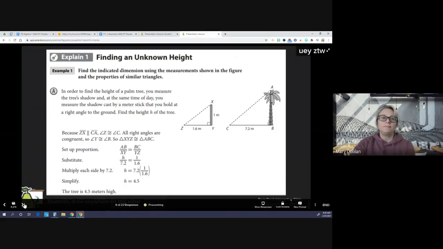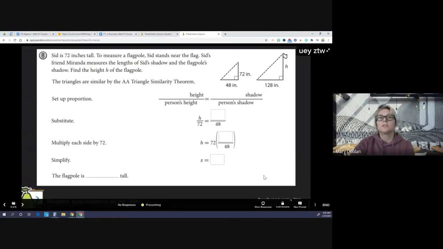All right, next slide here. We're going to do this one together. Sid is 72 inches tall. To measure a flagpole, Sid stands near the flag. Sid's friend, Miranda, measures the length of Sid's shadow and the flagpole shadow. And we're going to find the height, h, of the flagpole.